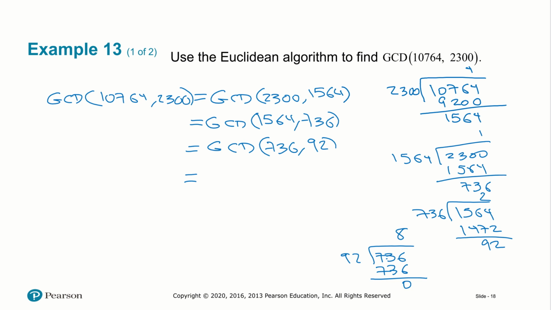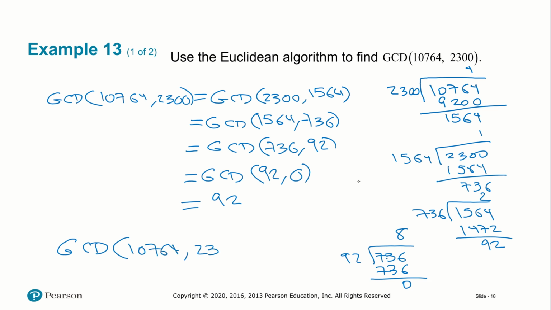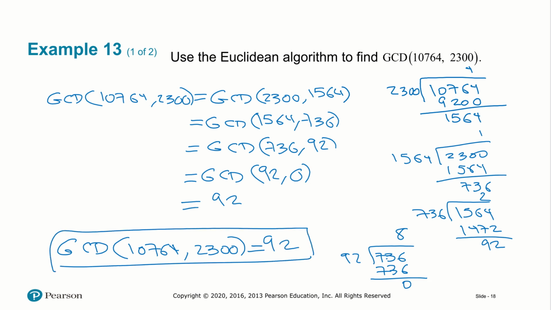And of course, this process ends once you hit 0, because now I can say this is equal to the GCD of the remainder and the smaller of the two numbers, so 92 and 0. And remember, the GCD of 0 and any non-zero whole number is just that non-zero whole number. So we just found that the GCD of 10,764 and 2,300 is 92. All right, a really, really nice algorithm. Okay, so make sure you master that before we proceed.